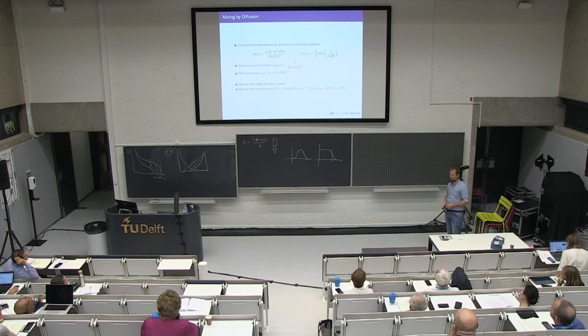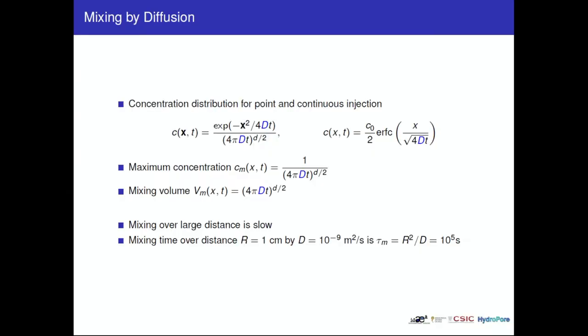T to the 3 half in 3D. The mixing volume increases also according to diffusion and to time, t to the 3 half in three dimensions. But the thing is, mixing by diffusion over large distances is very, very slow.